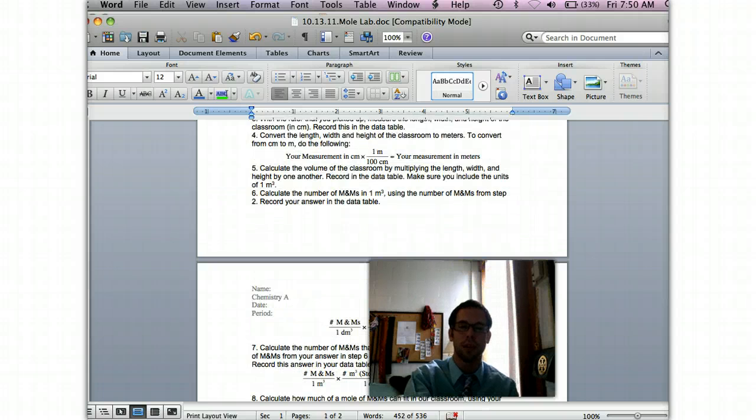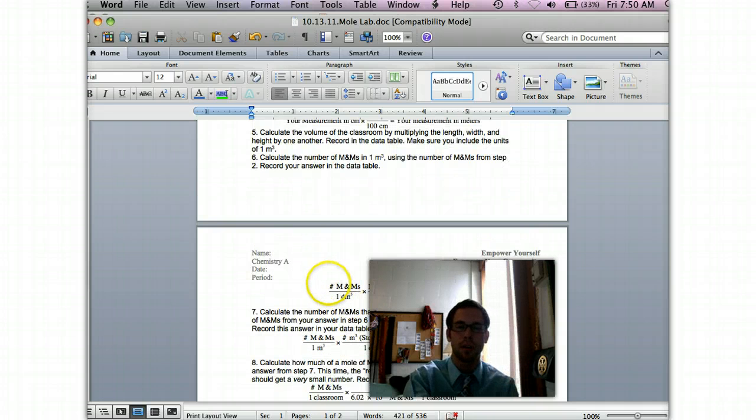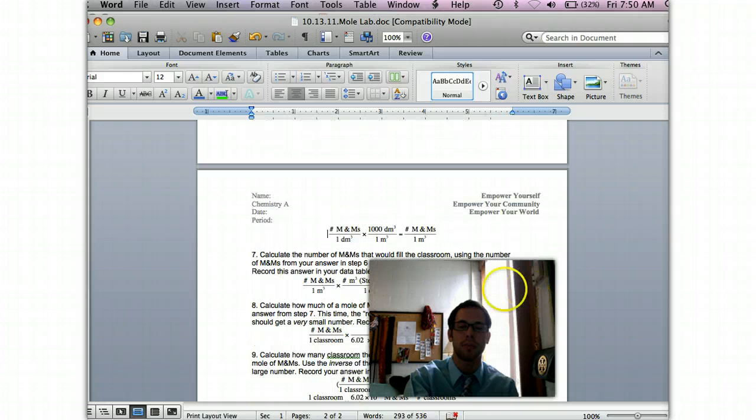Then, you would take the total number of M&Ms you recorded in the pink cube, and you're going to multiply that by 2. And that's going to be your number for right here, for the first part of this equation. Then, you're going to take that number, multiply it by 1,000 decimeters in 1 meter. And that is your answer for the number of M&Ms in 1 meter cubed. To find out how many M&Ms fit in the classroom, you take the number of M&Ms in 1 meter cubed times the number of meters cubed in a classroom.